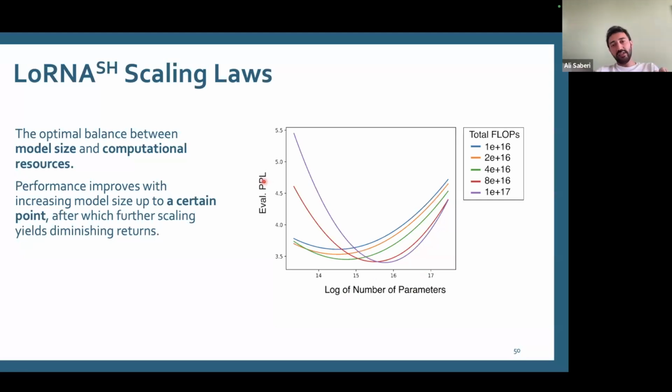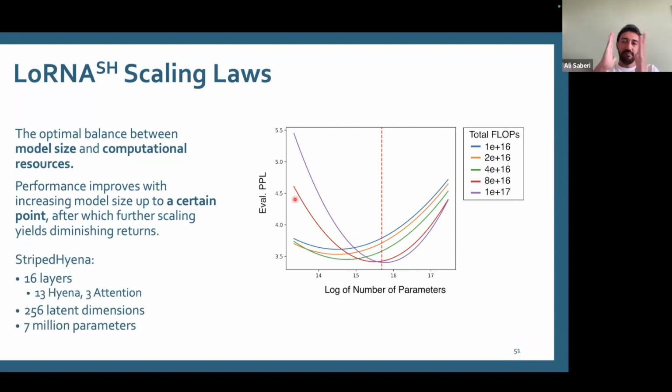And here is the evaluation perplexity. Given fixed computational resources, we're talking about floating point operations here, you can see that as the model gets larger, the performance gets better and better up until some point, and then it starts to deteriorate. We performed this extensive task with different models, hyperparameters, architectures, and computational resources to see which hyperparameters are best given the computational resources that we have access to.